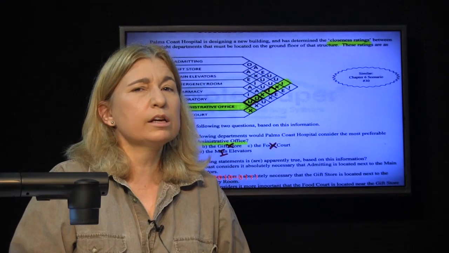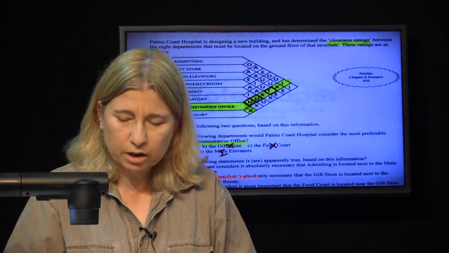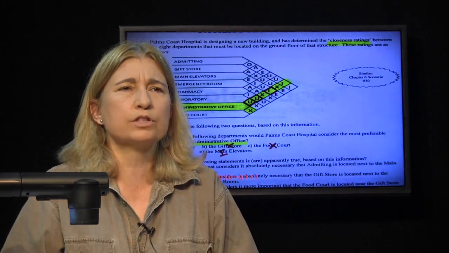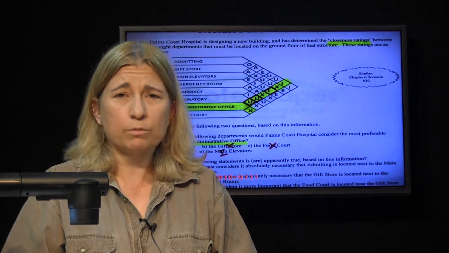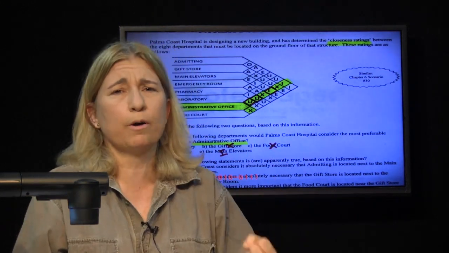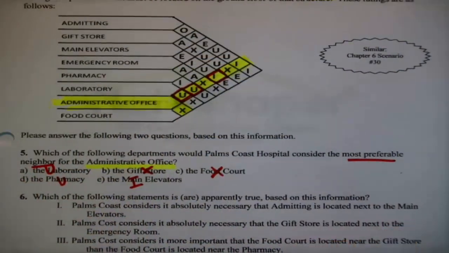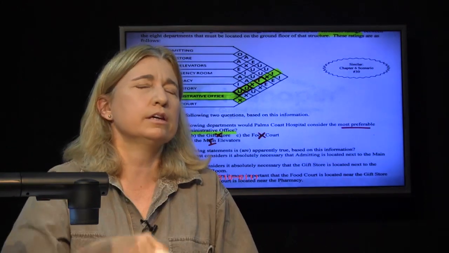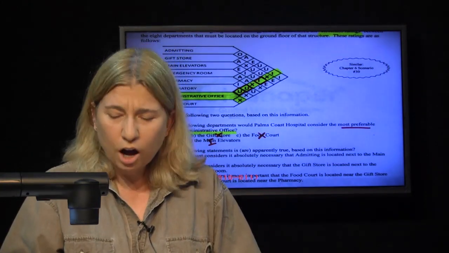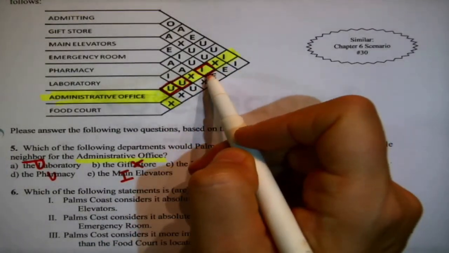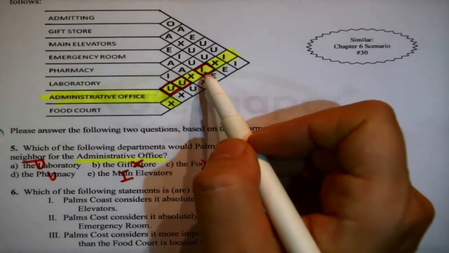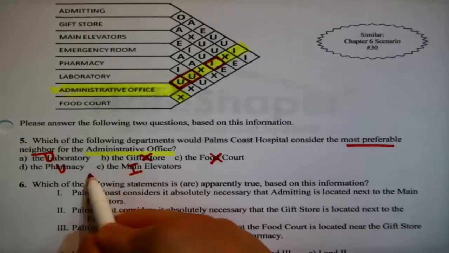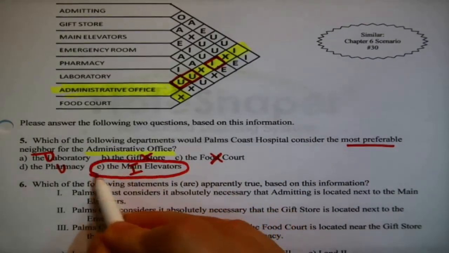Now, you might be recalling from our discussion of closeness ratings and going, wait a minute, we checked out all 5 of those, and none of them are A's, right? A was the absolutely necessary, highest degree of importance. But it says most preferable neighbor. It's not asking who's got an A rating, it's asking who's got the highest rating, of which that would be I. I is just merely important, but that's the highest of the group that we see here.